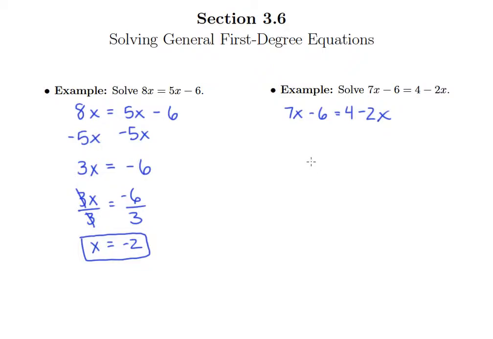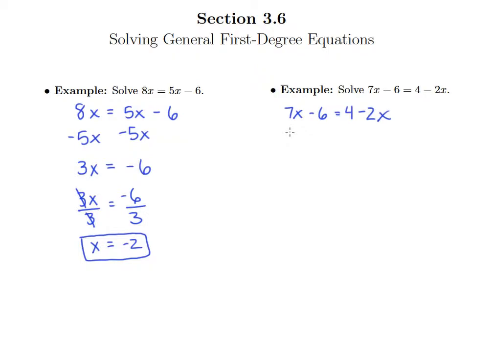Okay, so in a situation like this, what we want to do is, like in the last example, we want to get variable terms on one side, but then we're always going to get the constant terms on the opposite side. So we want x's on one, or whatever variable you're using, on one side, constants on the other side. So I'm looking here. And again, it doesn't really matter whether you move 7x to the right or minus 2x to the left. You'll get the correct answer either way.